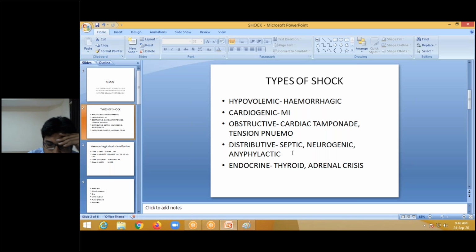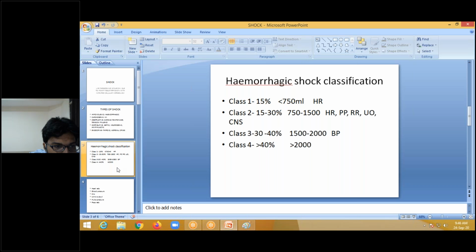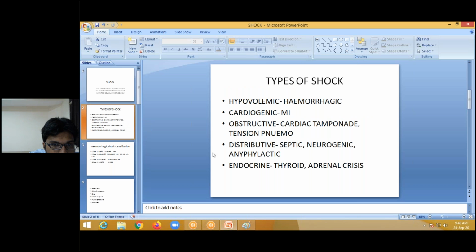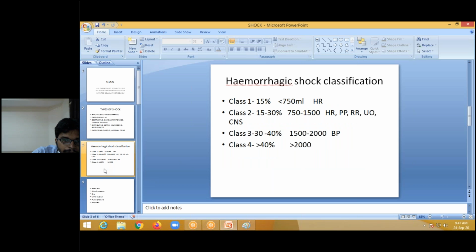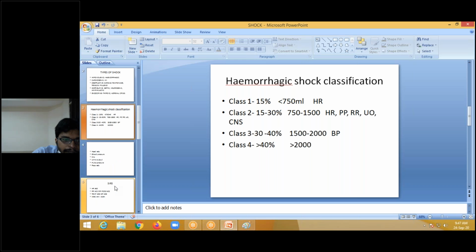Distributive shock is one of the important topics in your PG entrance also. As I said, the cardiac output status increases in distributive shock, and this one we have covered.